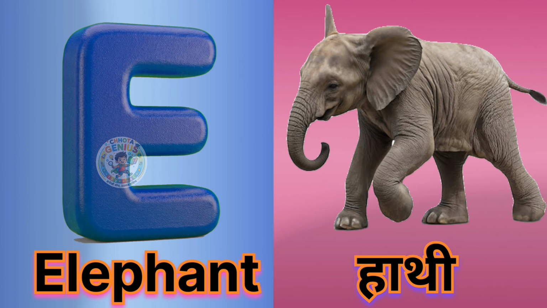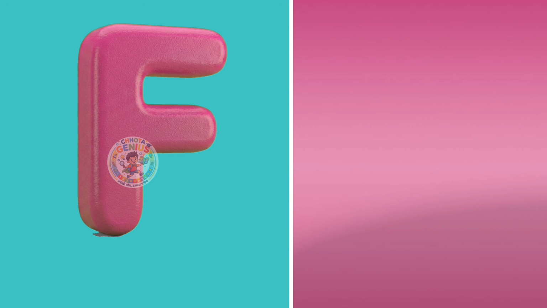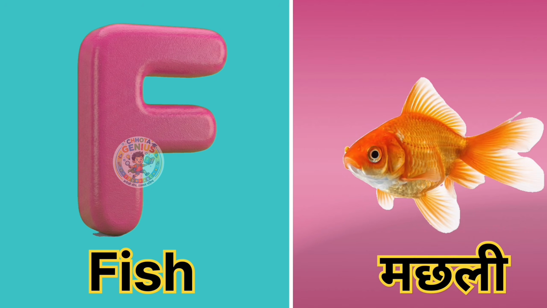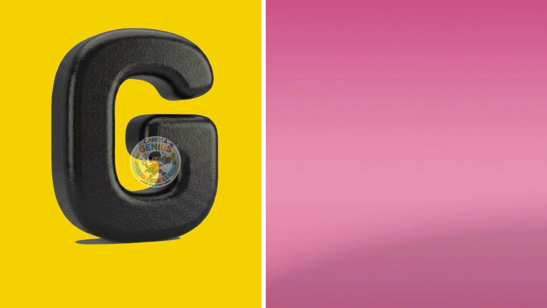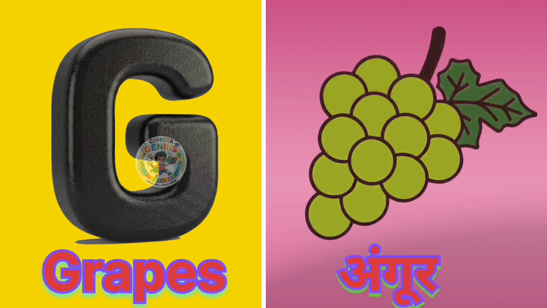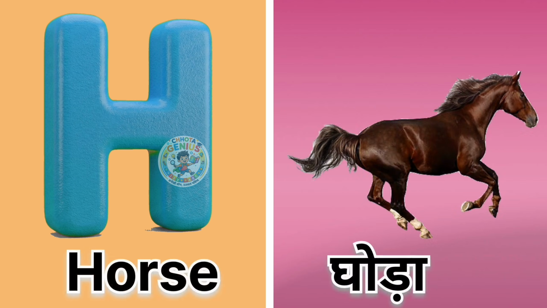E. E for elephant. Elephant means hathi. F. F for fish. Fish means machli. G. G for grape. Grape means angur. H. H for horse. Horse means ghoda.